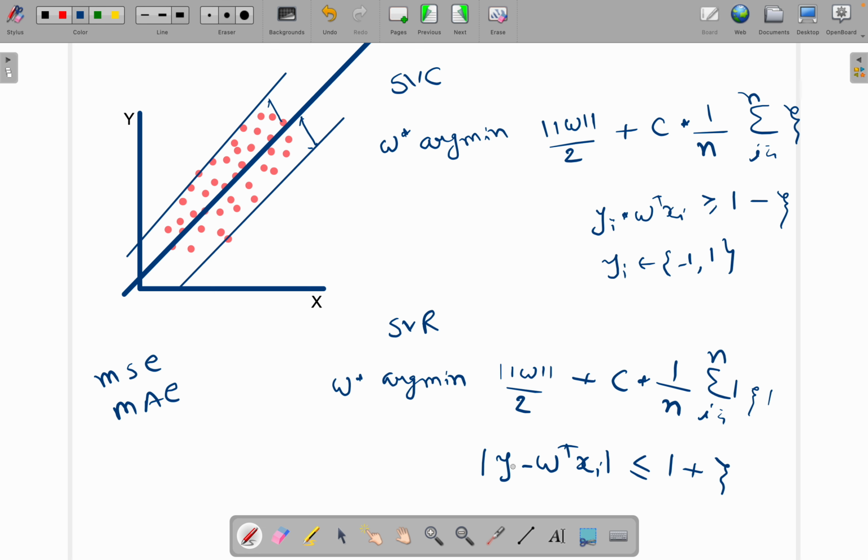So here we need to check what my predicted value is. W transpose xi would be the predicted value, right? And yi will be my actual label. So what is the difference between my predicted value and actual value here? We are considering the absolute value. So let's say my actual value is here, okay? My actual value is this point and I am predicting here, right?